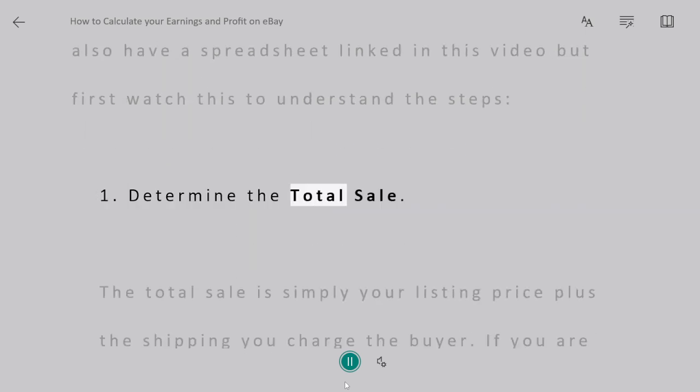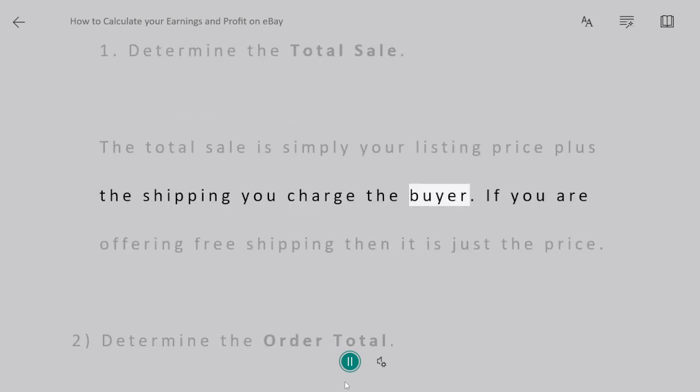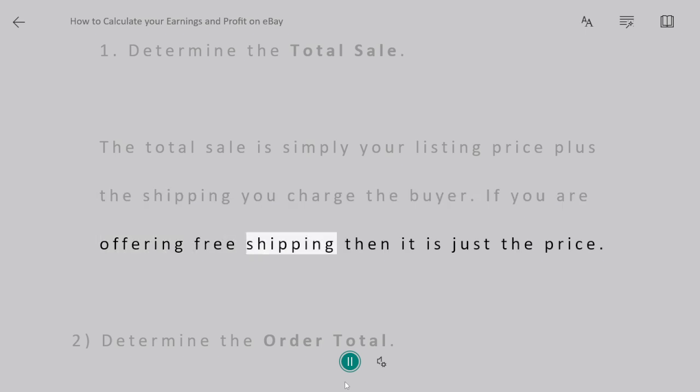1. Determine the total sale. The total sale is simply your listing price plus the shipping you charge the buyer. If you are offering free shipping, then it is just the price.